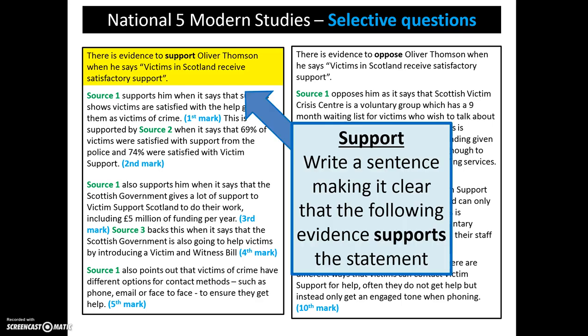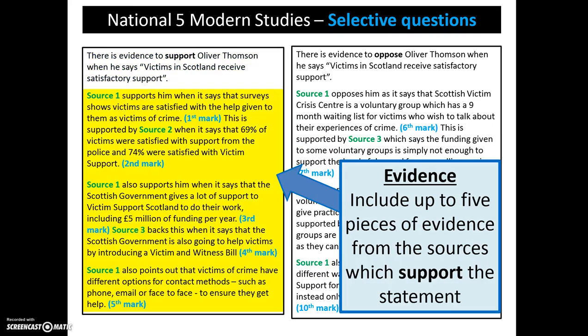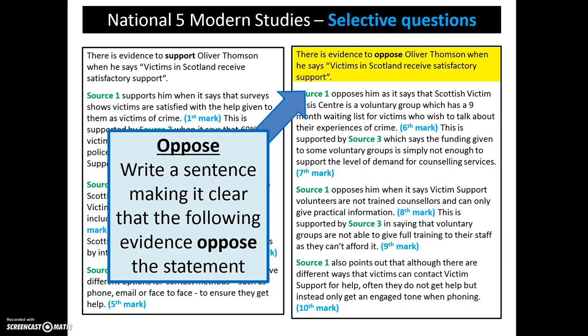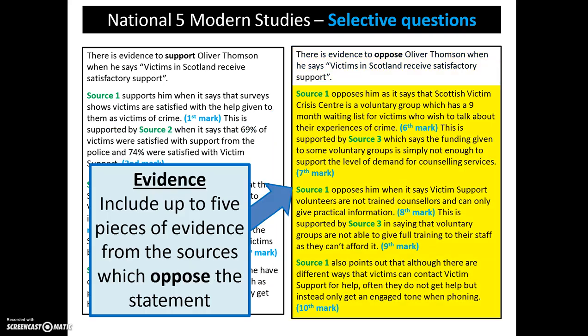Overall, you can see that we have given 10 pieces of information, and we used all of the sources at least once. We start off, as has been said, by supporting him. We make it clear to the examiner that what we're about to do is show the evidence that suggests he's right. Having done this, we then give up to 5 pieces of evidence that supports the statement. We then move over to discuss the evidence that opposes him, but starting off by giving the marker a heads up that this is what we're going to do. And again, we give up to 5 pieces of evidence which oppose the statement. This gives us our 10 marks overall.